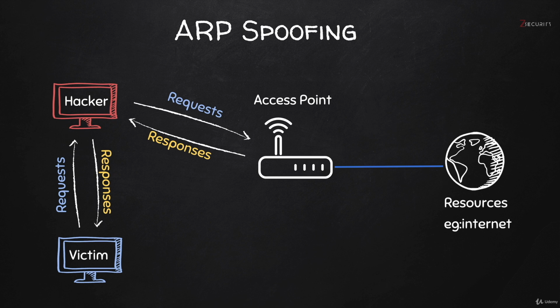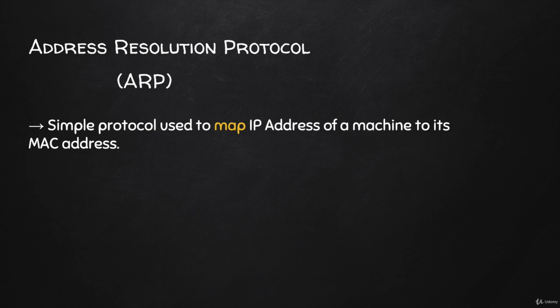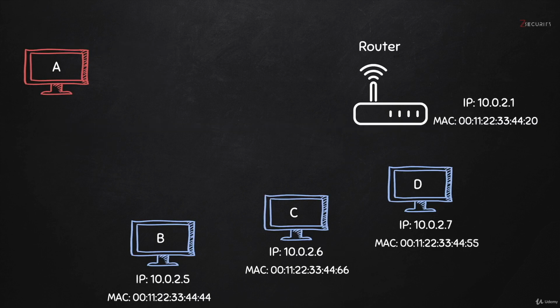Now, for us to understand how this works, you need to have a basic understanding of what ARP is. ARP stands for Address Resolution Protocol, and it's a very simple protocol that allows us to link IP addresses to MAC addresses. So, for example, let's say we have a network here. We have devices A, B, C, and D. They are all connected to the same network, and we have the router here for this network. We can see that each device has an IP and a MAC address. And let's assume that device A needs to communicate with device C.